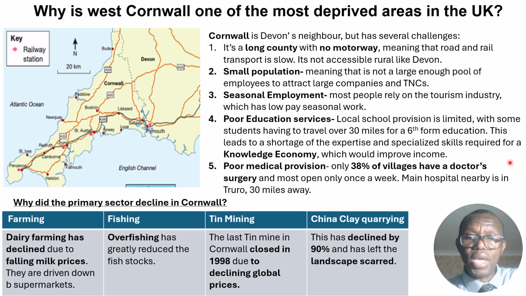Then, fourthly, we have poor education services. The local school provision is quite limited, with some of the students in sixth form having to travel over 30 miles just for that sixth form education. Now, that poses a problem because if people are not getting educated to slightly higher levels, then you will have less expertise and specialized skills that are required to work in the knowledge economy.